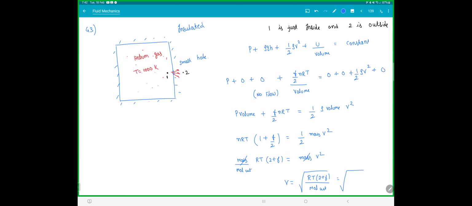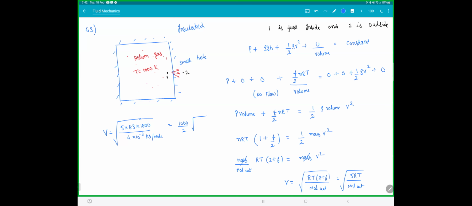For helium gas, F is 3, so that will be 5 RT by molecular weight. Remember RMS velocity, root 3 RT by M? It's not the same. If you want to find the numerical value, this is 5, R is 8.3, temperature is 1000, divided by molecular weight, which you must always remember to take in kg, 4 into 10 power minus 3 kg per mole. So 1000 comes out, that 4 also comes out.